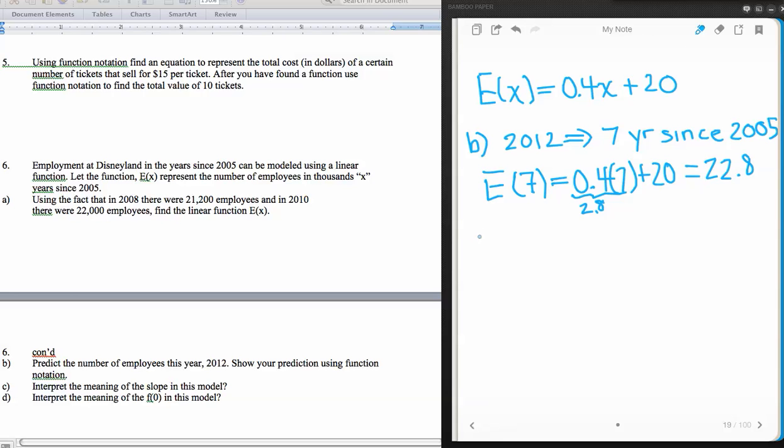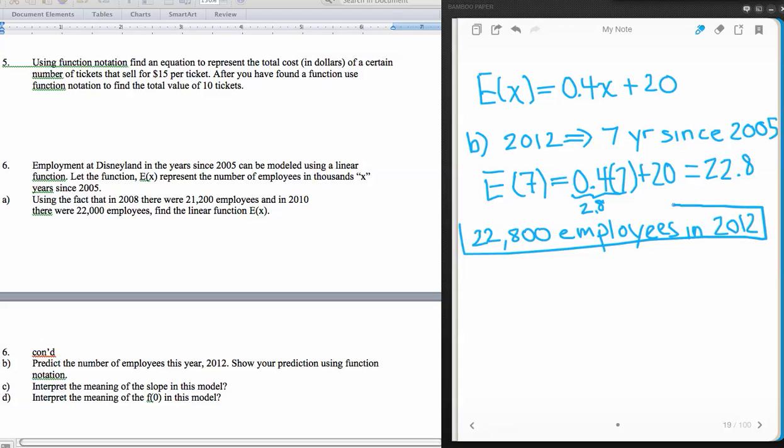And this is 22.8 thousand employees, or 22,800 employees. And that's in 2012. So there we go, and there would be our final answer for part B. And if we wanted to give it in thousands, we could leave it as 22.8 thousand. But I'm sure you're more comfortable seeing it as 22,800.